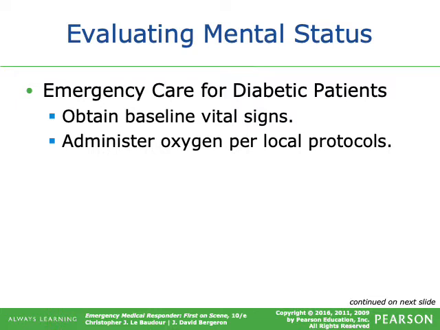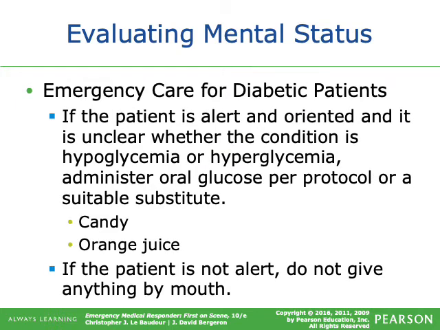Alright, so you're going to obtain a baseline set of vitals. You're going to administer oxygen per your local protocols. If the patient is alert and oriented and it is unclear whether the condition is hypoglycemia or hyperglycemia, administer oral glucose per your local protocol or a suitable substitute. Sometimes candy or orange juice will work very effectively. If the patient is not alert, do not give them anything by mouth.